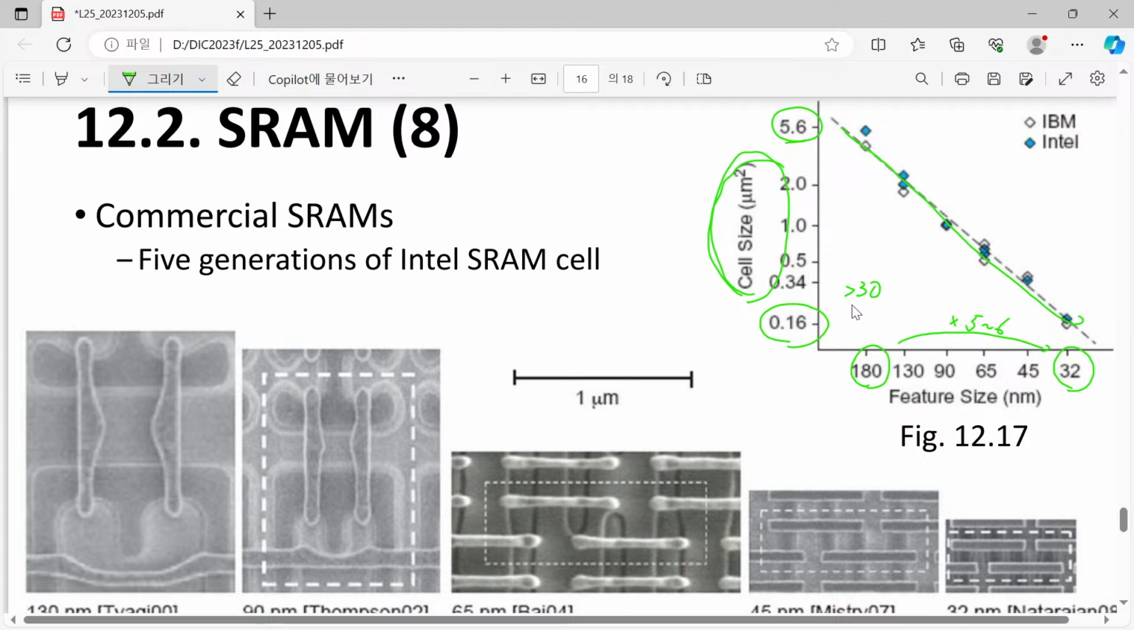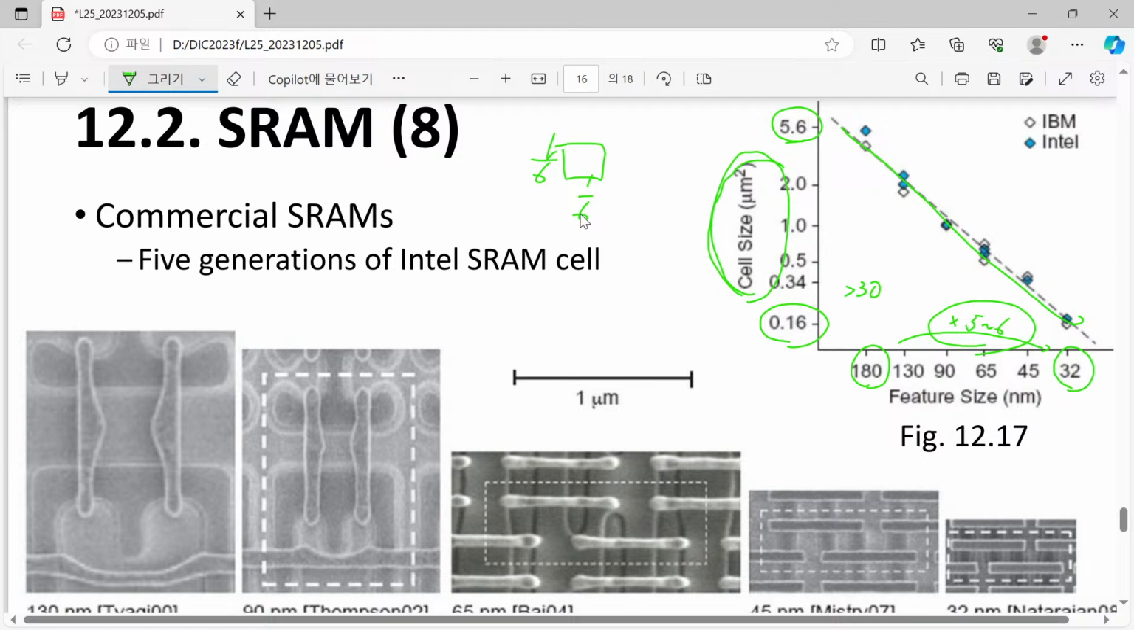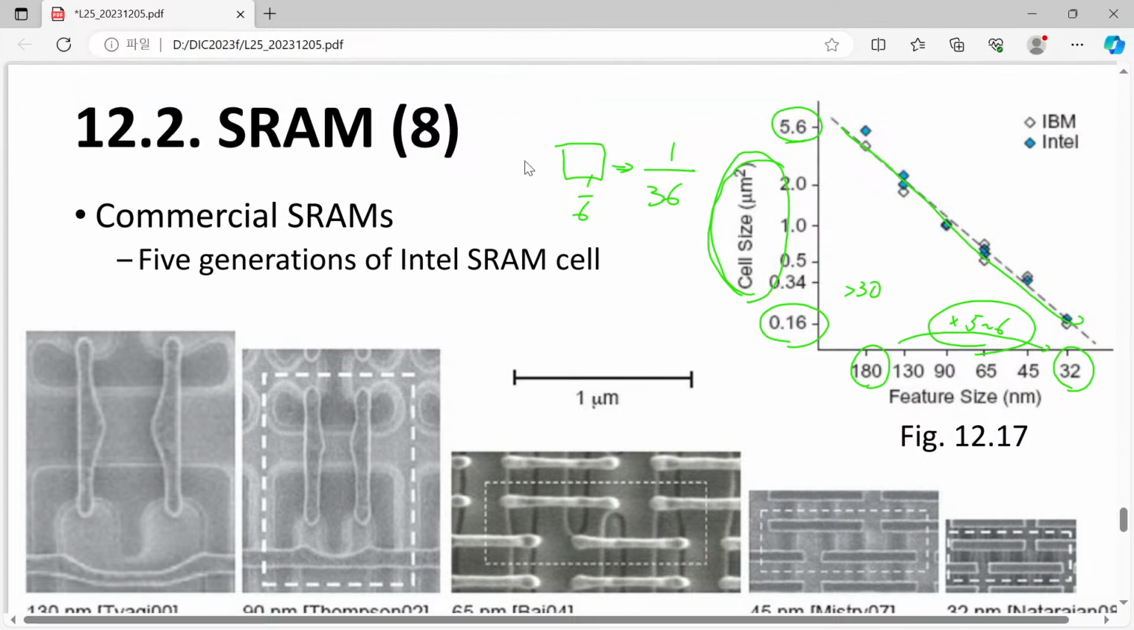So you can easily understand that the reduction of cell size precisely follows the square of the feature size reduction. Since we have a 6 times shorter length scale, so 1 over 6 and 1 over 6, that will give you roughly a 1/36 reduction in the cell size. That is a rough estimation, and that has been achieved up to this 32 node.